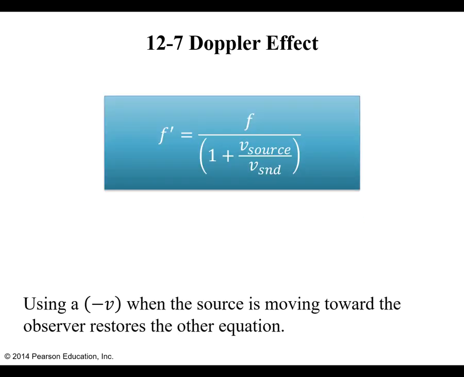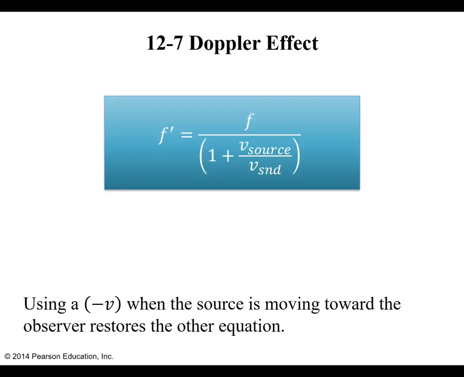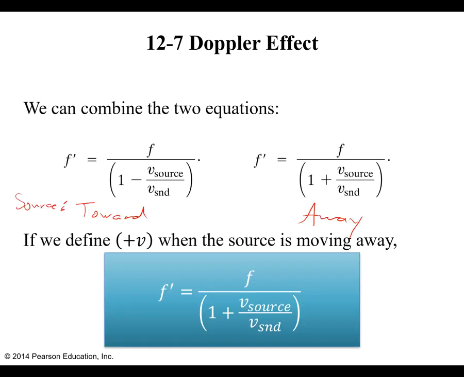Let me explain that a little bit more. So here's your equation, f prime equals f over 1 plus v source over v sound. We said v source would be positive if it's moving away. Sure enough, that is our away equation on the top right. But if the source is moving toward the observer, use a negative velocity for the source. So v source would be negative, and it's going to restore the other equation. This is what it would look like. You'd use a negative velocity, and then that bottom would become 1 minus v source over v sound, which is what we had to start with right here.